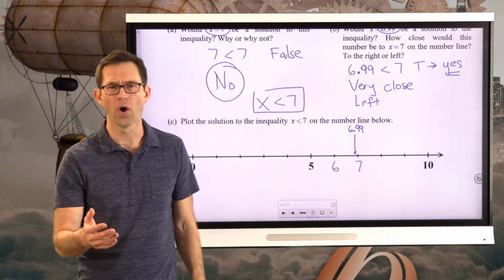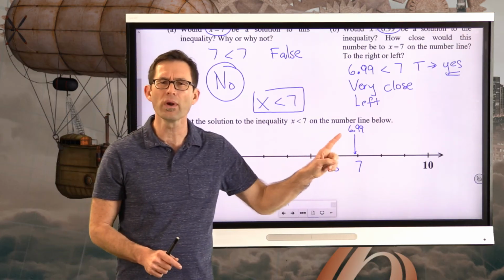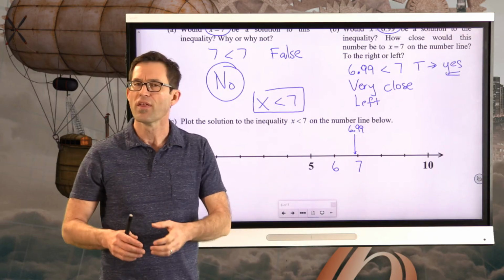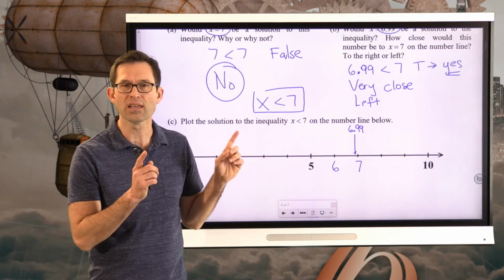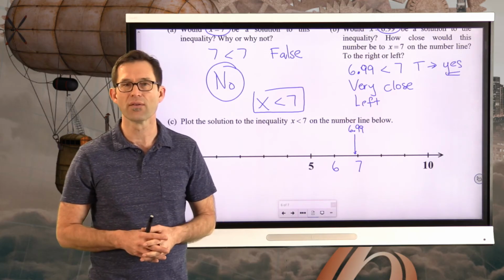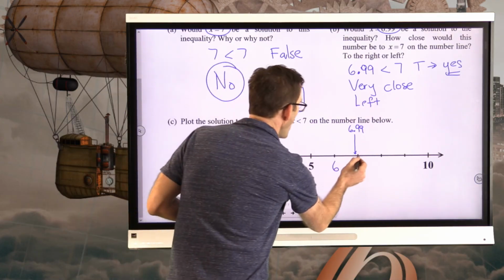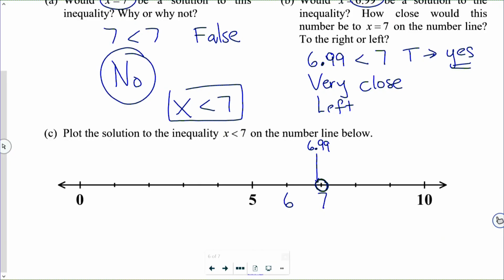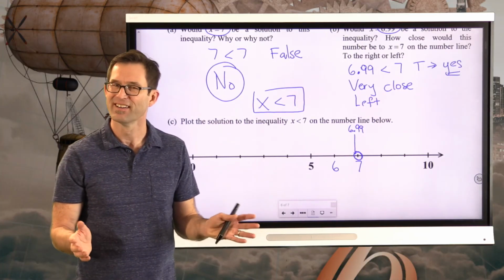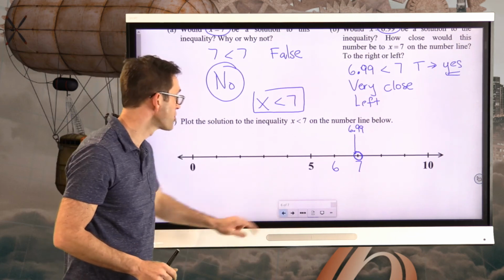So how do I show that all the numbers to the left of 7, even a number really, really, really close to 7, are in the solution, but just not 7 itself? And that's where students can get very confused, because the way you do it, and this is letter C, is you draw an open circle around 7, indicating that you have not colored it in. Isn't that kind of weird?